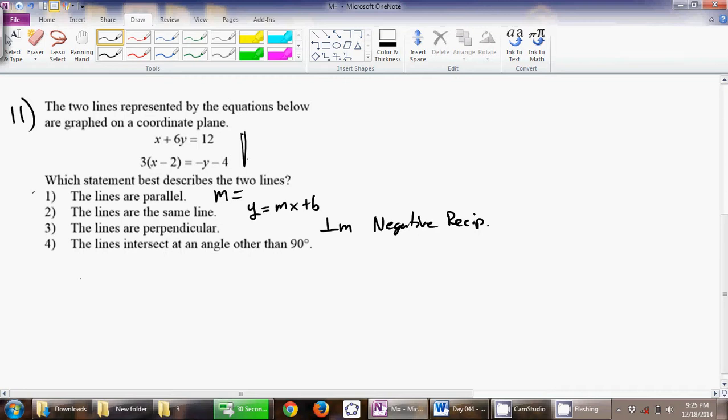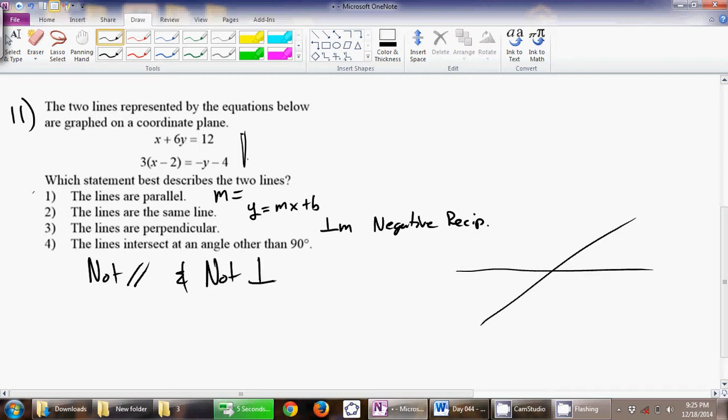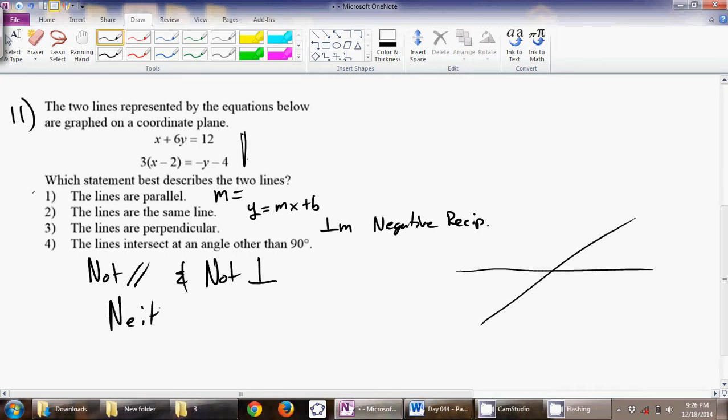The lines intersect at an angle other than 90 degrees. Well, let's break it down. The lines intersect. Well, that means it's not parallel, and the lines intersect at an angle other than 90. Well, if two lines cross at an angle not 90 degrees, they're not perpendicular. Number 4 is just a fancy way to say neither parallel nor perpendicular. That's all answer choice 4 is saying.